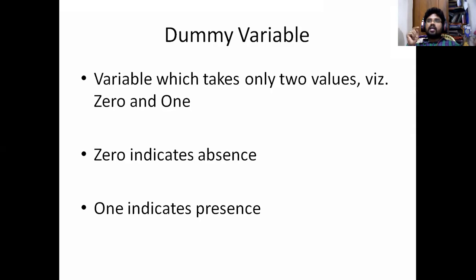For example, if you take gender, say 1 for male, 0 for female. If you put 1, it means male only. If you take female and male data, you can put 1 for male, which means the presence of male, and 0 means absence of male, that is female. So here 0 indicates absence, and 1 indicates presence.